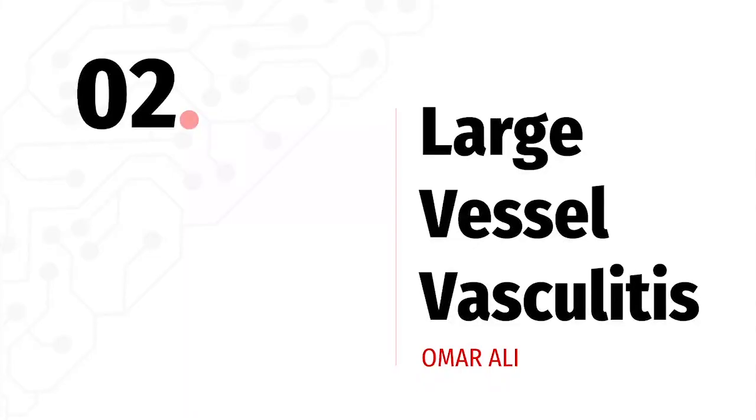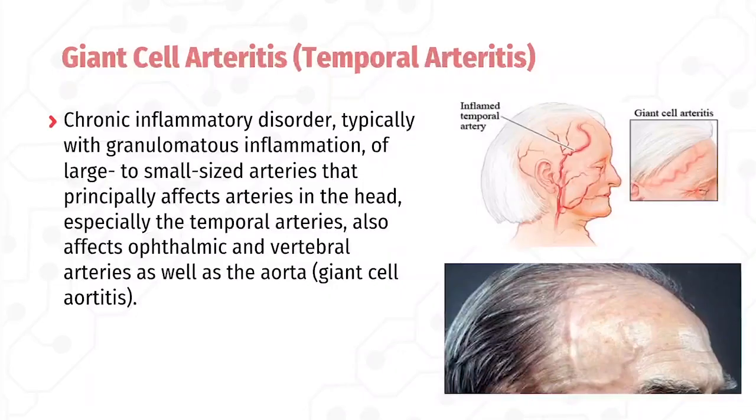Now, let's take a look at some of the more specific conditions of vasculitis. My name is Omar Ali, and I will talk about the large vessel vasculitis. The two major categories of large vessel vasculitis are giant cell arteritis and Takayasu arteritis. Starting with giant cell or temporal arteritis, which is the most common form of vasculitis in the elderly.